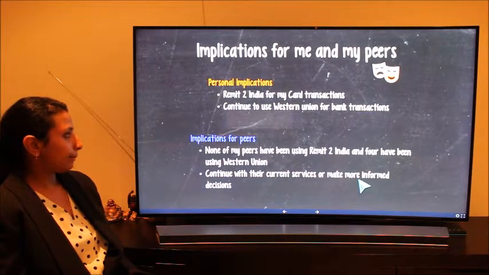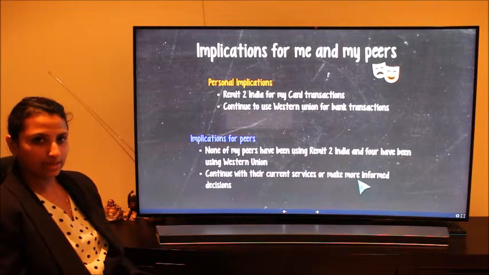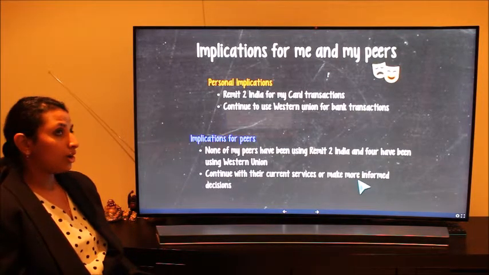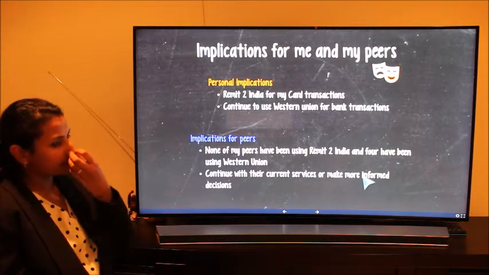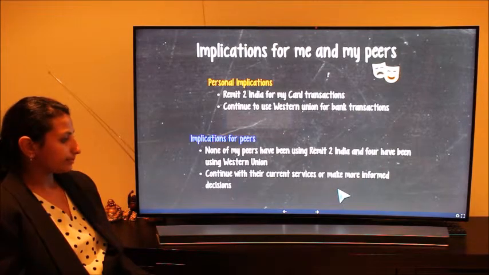And as far as my peers are concerned, none of them reported Remit to India as their choice, so they might consider using that for their transactions. However, 4 of them have already been using Western Union, so they might consider sticking with their current service and make more informed decisions.